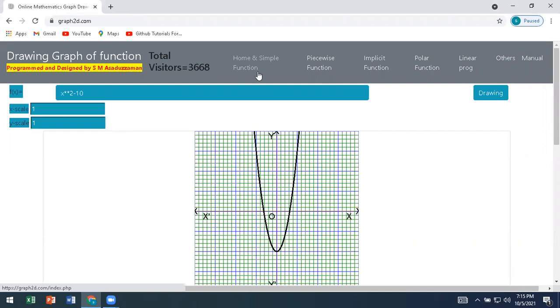At first, we discuss simple function graphs of mathematics. For example, x square: we type x double star 2, then press the drawing button and we get the graph of the x square function. We can change the scale, x scale 2, y scale 2, and press the drawing button.